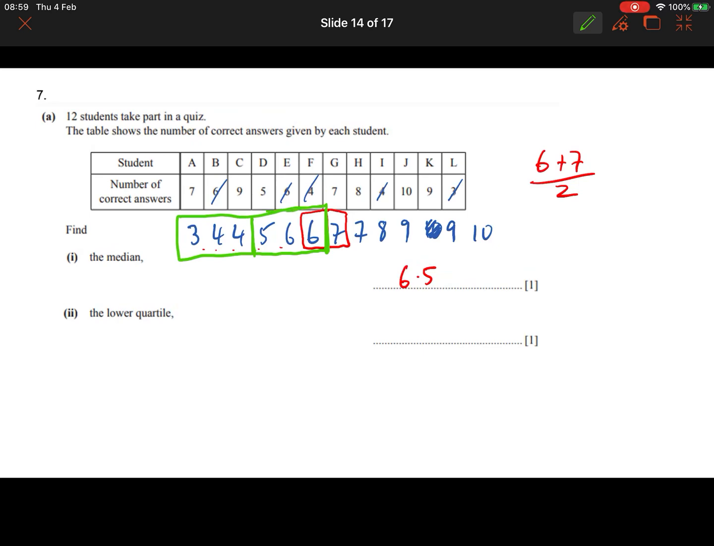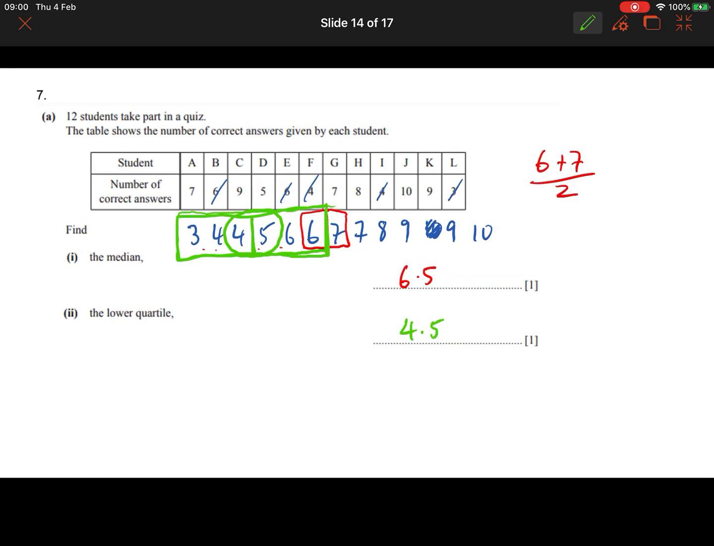What I'm going to do is find the middle of that bottom half, because the middle of the bottom 50% is going to be 25%. So again, there's no middle value, so I'm going to take the middle 2 values and go halfway. So it's going to be 4.5. Okay, that's the lower quartile, 25%.